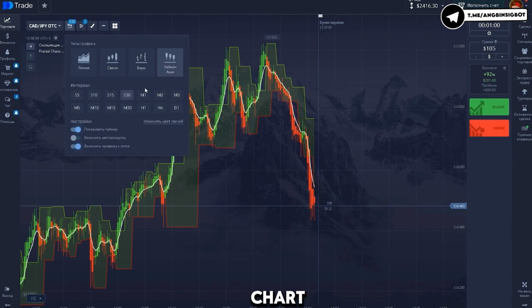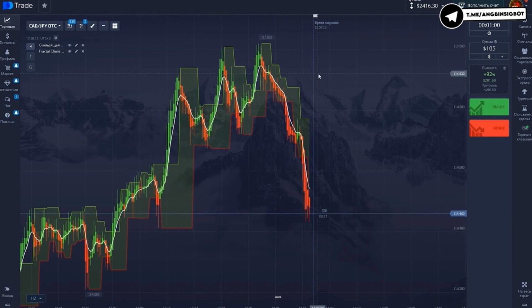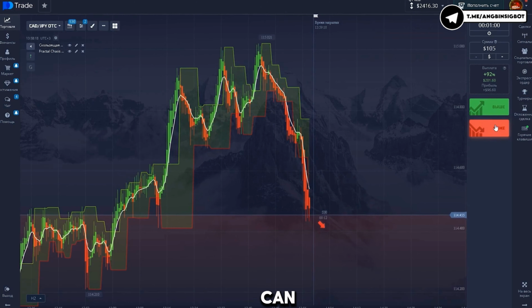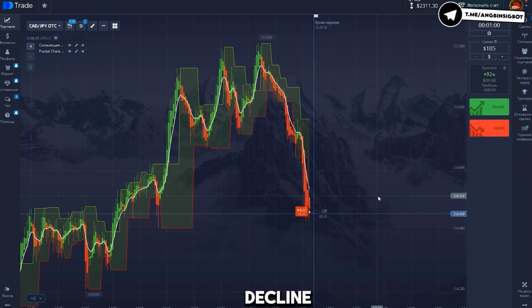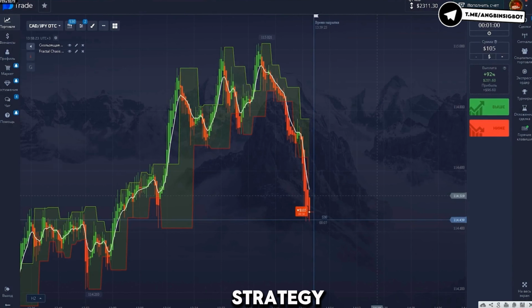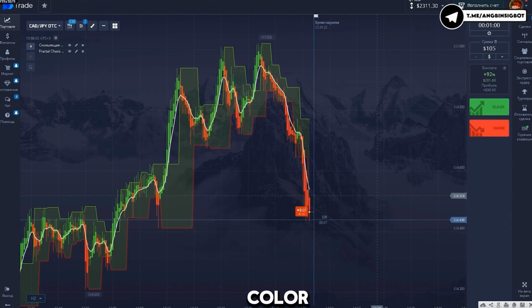Next, the chart type is our interval of 30 seconds and the trade time is 1 minute. Now, our indicator is fully ready and we can open our first trade for a decline. We opened our trade. Now, let me explain in more detail why we opened here and how this strategy works with these two indicators.